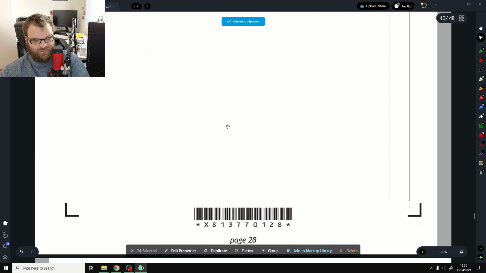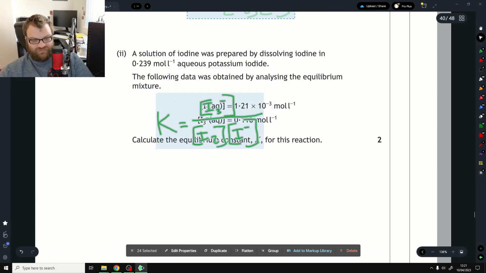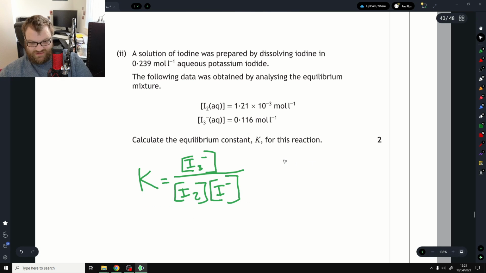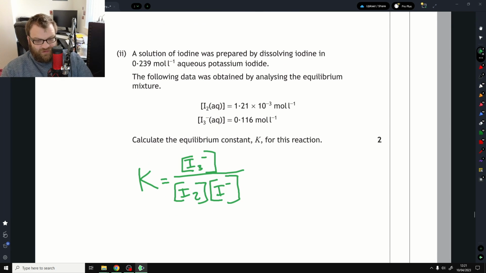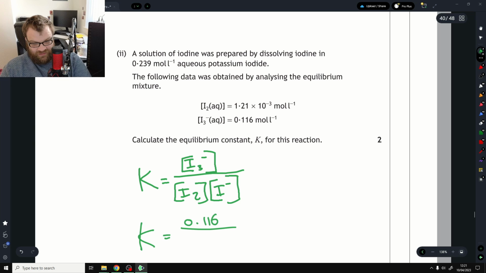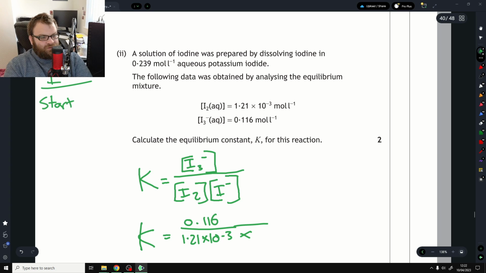So let's just bring down what we had there. Try and figure out what we started with at equilibrium. Right, so we are told the values at equilibrium for these two. That says at the equilibrium, those are the values that we've got. So this means we can put those two numbers in straight away. So I3 negative is 0.116. That's divided by I2, which is 121 times 10 to the minus 3. That's going to be times whatever the iodide is. So within potassium iodide, so the I negative, dealing with that. So at the start equals 0.239.